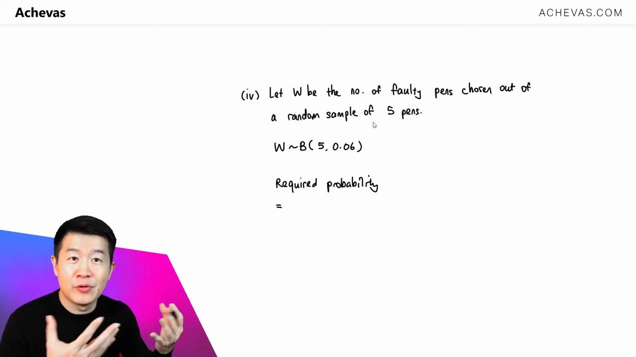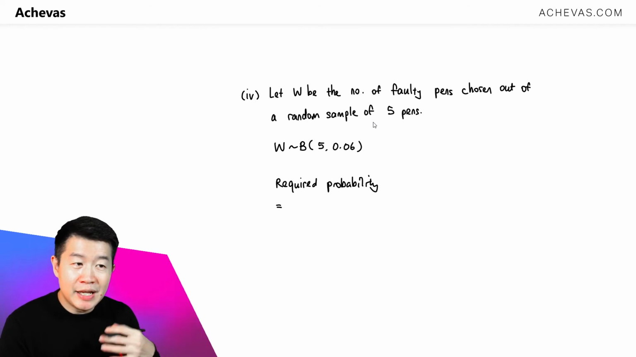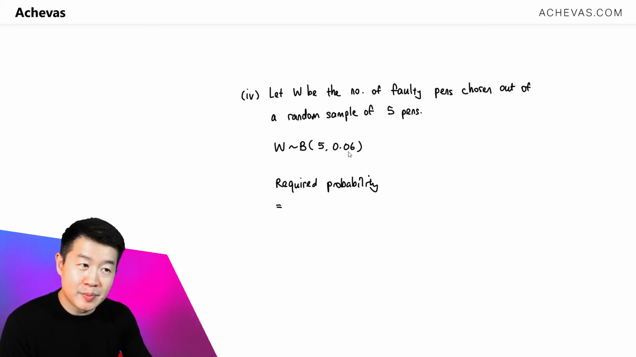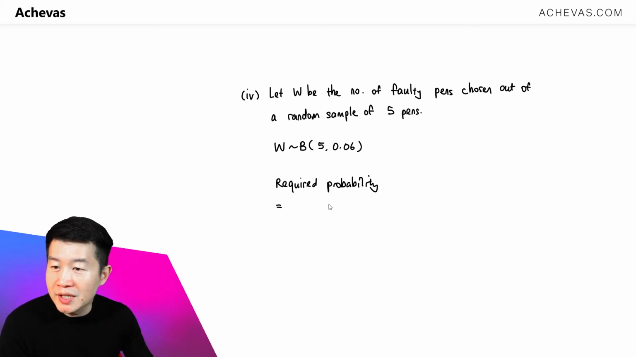In part 4, we are going to be letting W be the number of faulty pens chosen from the 5 pens that are taken from the box. And we need to be able to identify that W here will follow a binomial distribution. Out of 5 pens, the probability of success, the probability of a pen being faulty, is still 6%, so that is 0.06. And the probability that we are supposed to find is for a box to be accepted.